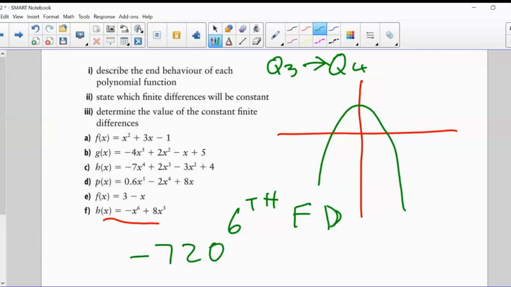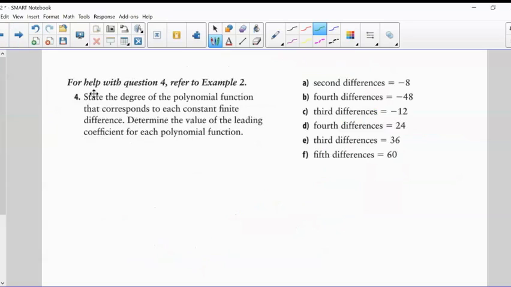Yeah, good stuff. All right, we're going to move on to another kind of question, similar to this, same concept, but let's just see how this one works. State the degree of the polynomial that corresponds to each finite difference. Determine the value of the lead coefficient for each polynomial function. So the second difference was equal to minus 8. The fourth difference was minus 48, and so on and so forth. So I want you to put your thinking caps on now, because I'm not telling you how to do it, but I'm telling you that you have enough information to figure out what to do.